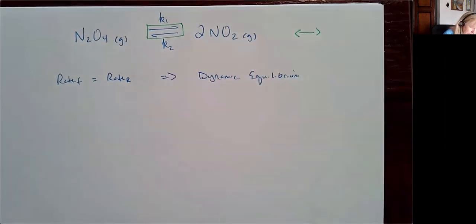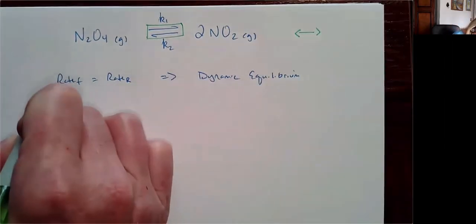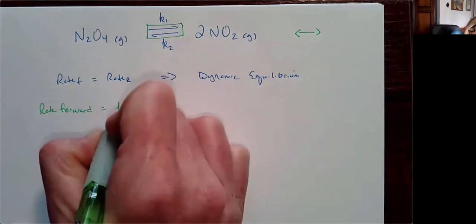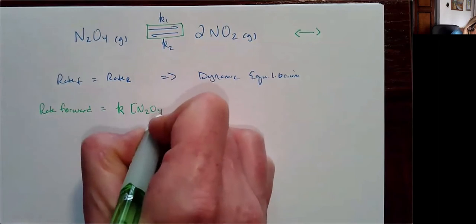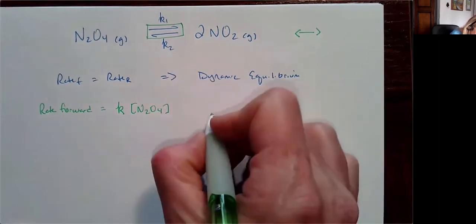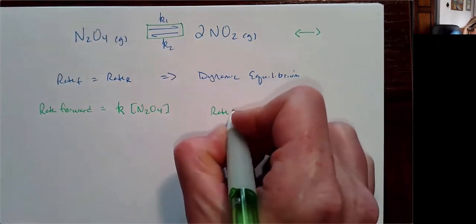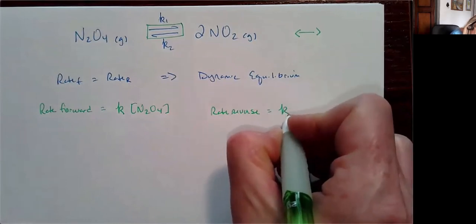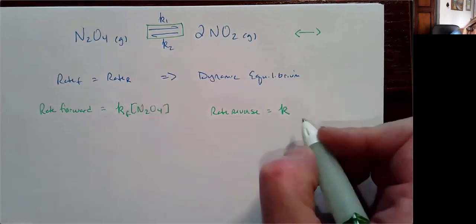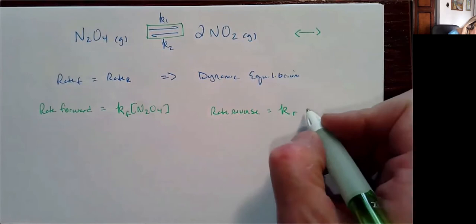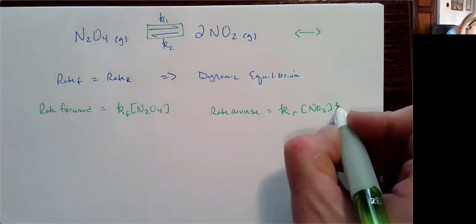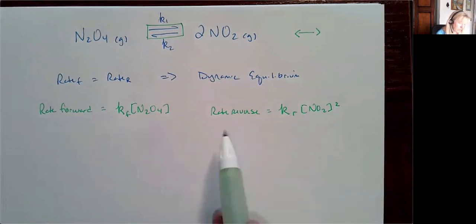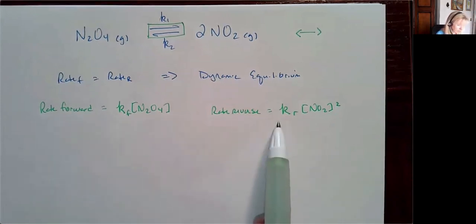So if I were going to write my rate forward, it would look like this. This would be my rate constant, and this would be the change in concentration of my reactant. My rate backwards, or reverse, would look like this. I have a rate constant, this is my rate constant forward, this is my rate constant in reverse, and this would be NO2 squared. And so those would be my rate forward and my rate in reverse. At equilibrium, these are going to be equal to each other.